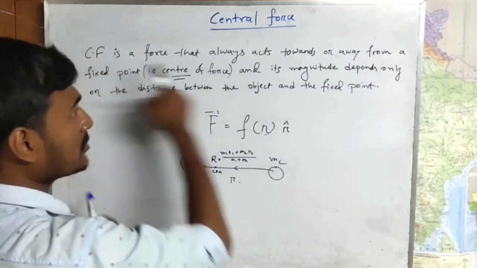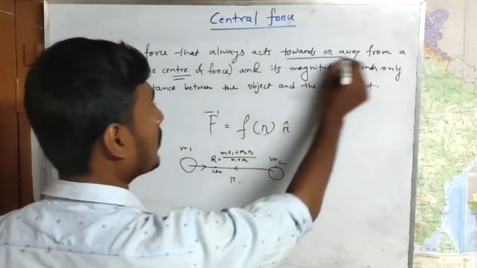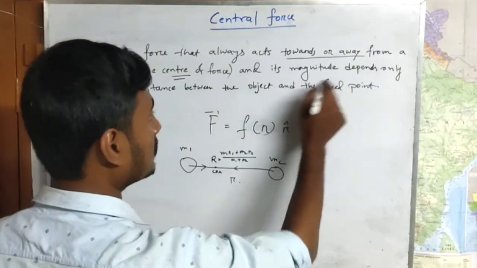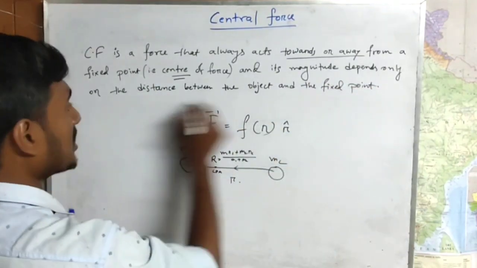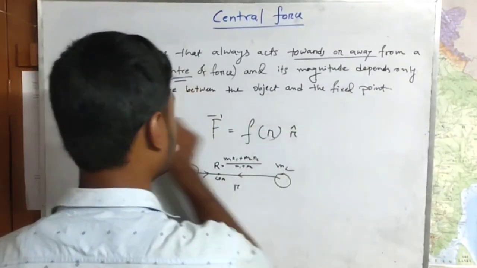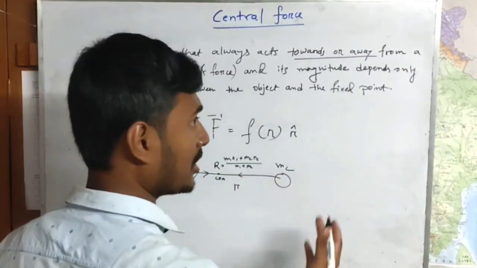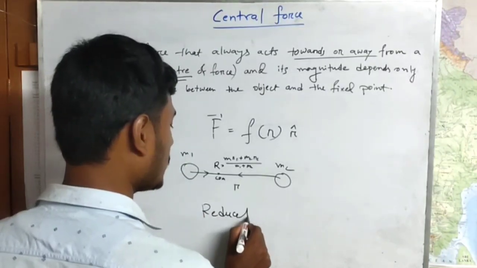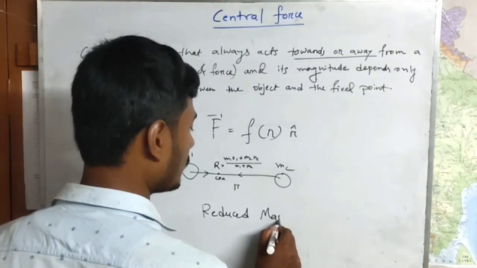So the central force always acts towards or away from the fixed point. This is the fixed point, and it always depends on the distance between the object and the fixed point. Now to understand this part of the definition more deeply, we have to become familiar with the concept of reduced mass. Now we will discuss the concept of reduced mass.